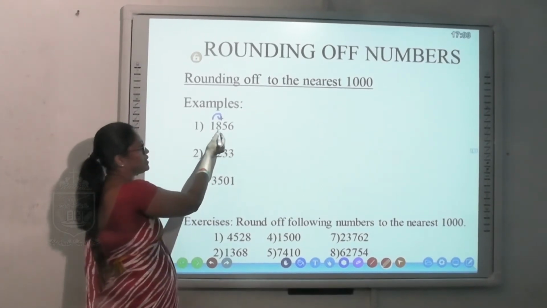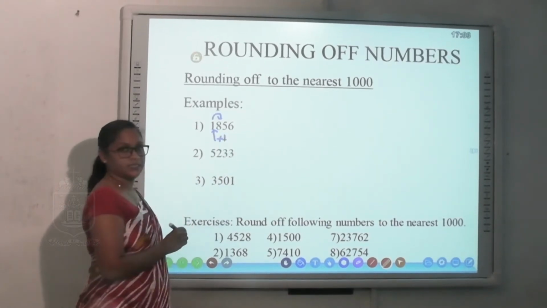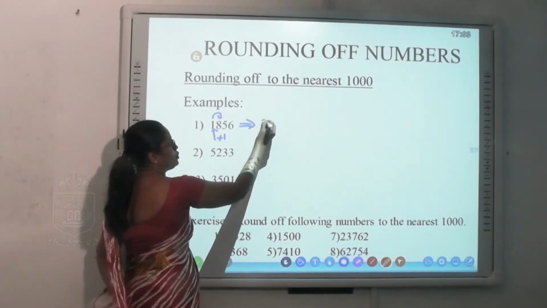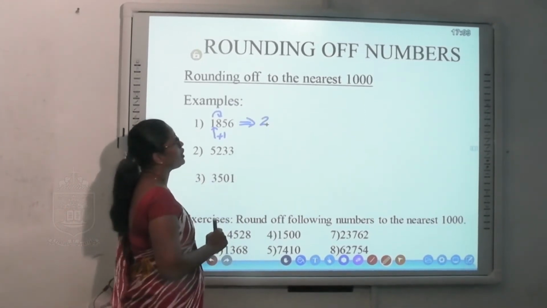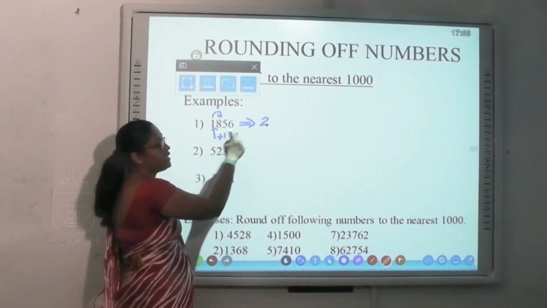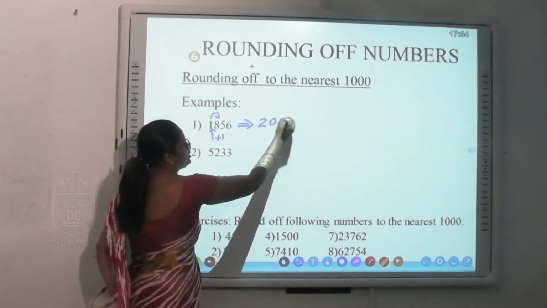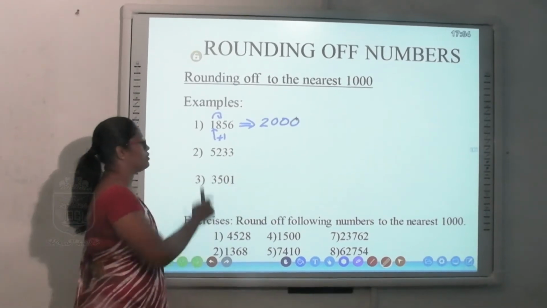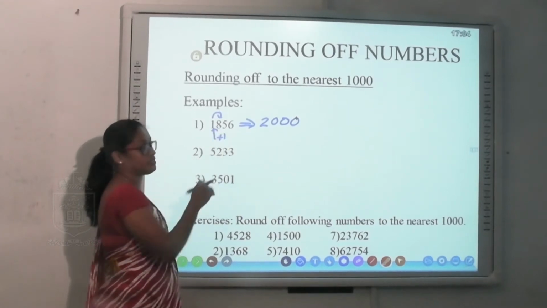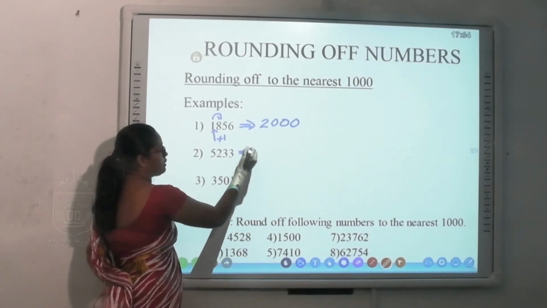Now you can see this number is greater than 5. That means you should add 1 to this 1000th place. So the answer is 2, because we are rounding off to the nearest 1000. That means the last 3 digits should be zeros, so this should be 2000. Now you can see that 1856 is very close to 2000. Okay, now we will go to the second example here.